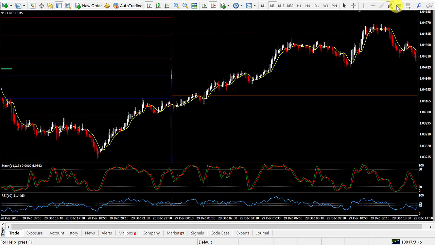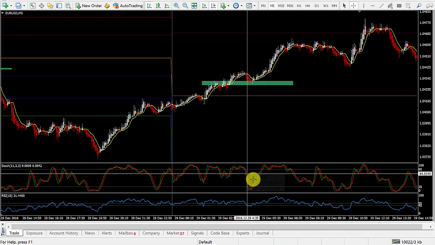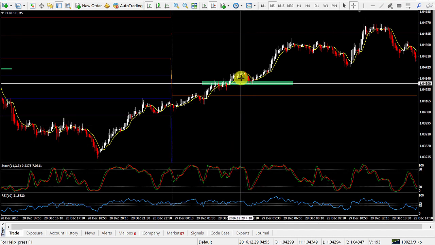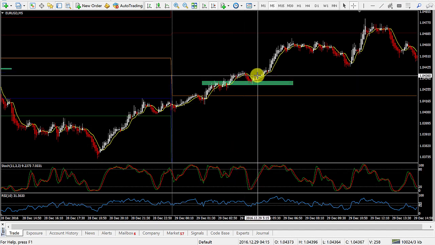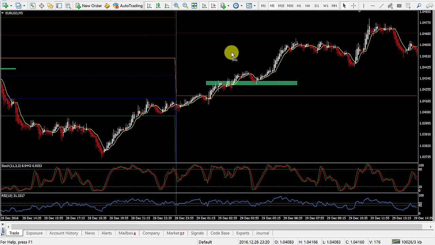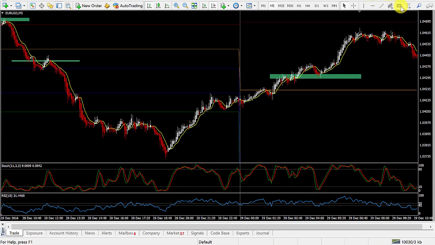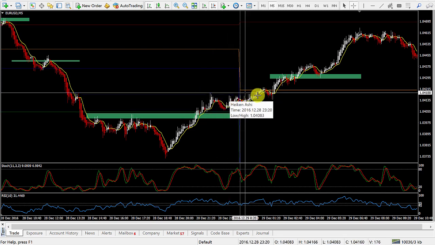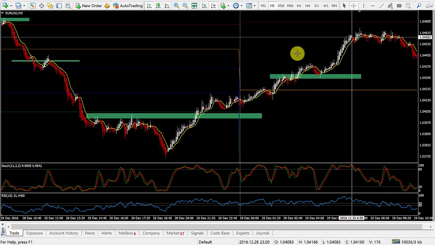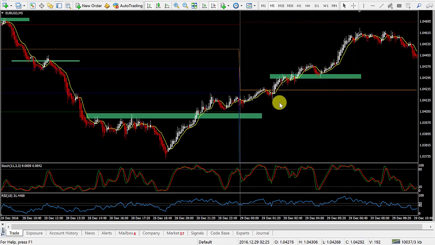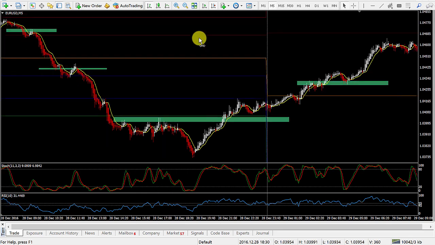Another clean pullback here. And even better if our stochastics have time to go into oversold or overbought mode during a clean pullback. And we are with the overall trend. Our last confirmed high was here. We broke above it, retested it, and we are going with the overall trend. So we could say that this is our point 1, 2, 3, and then we go long. Perfect trade.